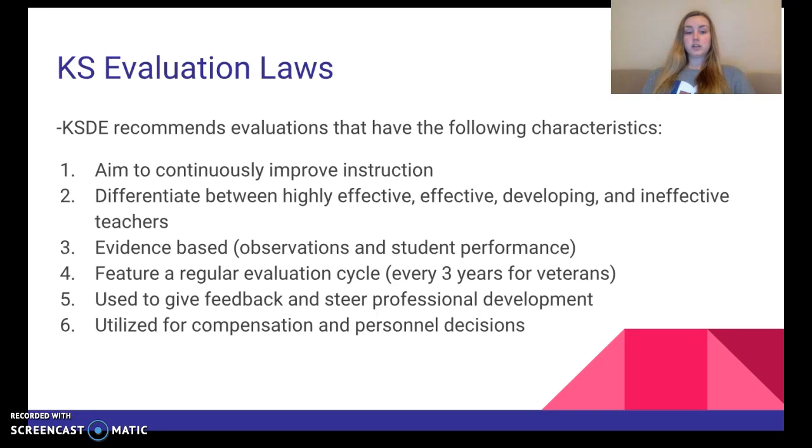I looked up the evaluation procedures under KSDE, and that's one of my sources that'll be on my references page, this handbook for evaluation.